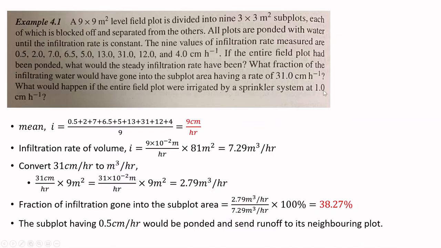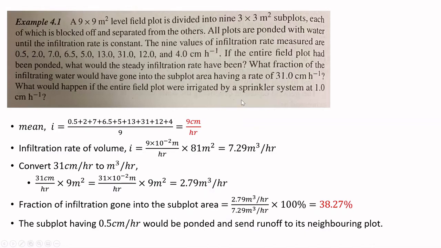sprinkler system at 1 centimeter per hour? So if you look at this, the entire plot, all plots 1, 2, 3, 4, 5, 6, 7, 8, 9, each of them receives water at 1 centimeter per hour. So what will happen? Here we have 2, 7, 6.5, 5, 13, 31, 12, and 4. All of these values are greater than 1, right? So only the first one is less than 1.